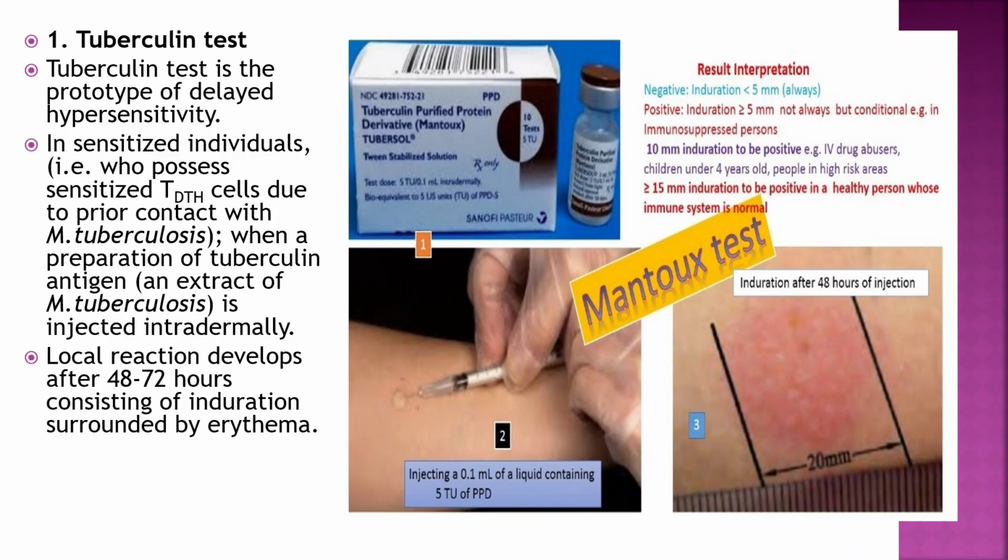10 millimeter is positive in IV drug abusers, children under 4 years of age, and people from a high risk area. More than 15 millimeter of induration is positive in a healthy person whose immune system is normal. Here you can see how the injection is given intradermally with the help of a syringe, and then edema and induration develop 48 hours after the injection.